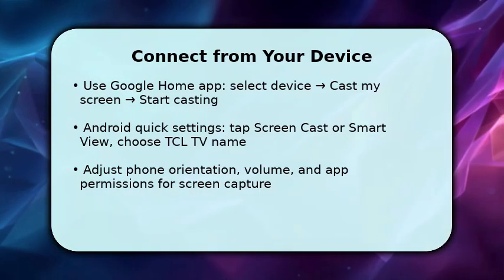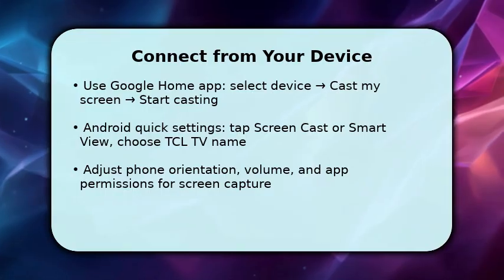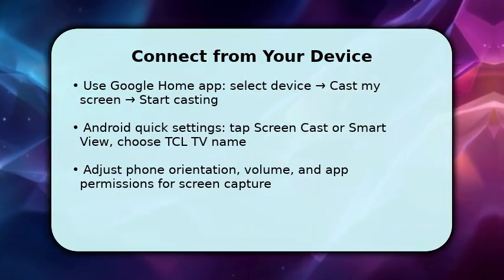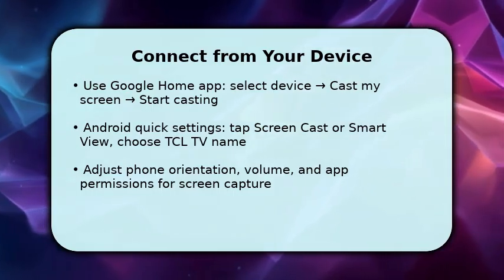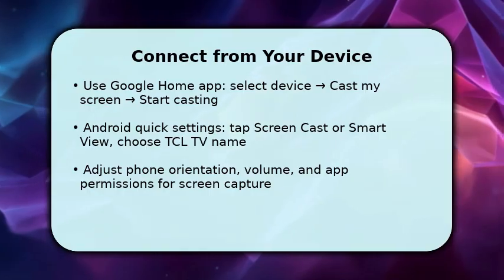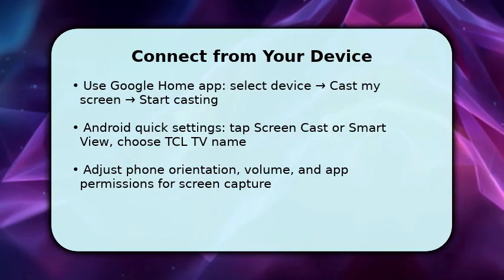Now you perform the more detailed steps to establish and optimize the connection. If using Google Home, open the app, select the TCL device tile, then choose Cast My Screen and start casting. Grant permissions when prompted. Alternatively, pull down Quick Settings, tap Screencast or Smart View, and choose the TV.